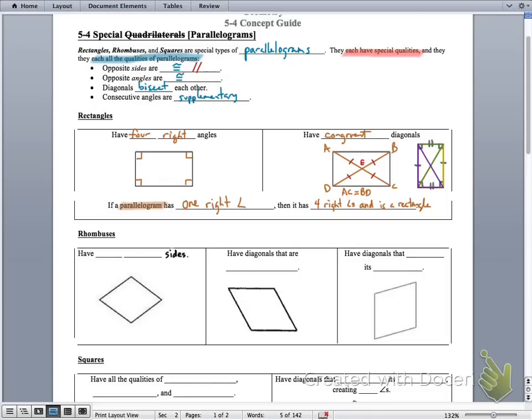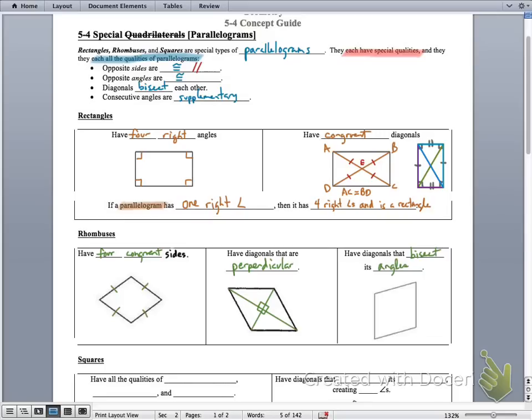On to rhombuses. The definition of a rhombus is it's a parallelogram that has 4 congruent sides. Okay? So if you have a parallelogram with 4 congruent sides, it's a rhombus. The other 2 qualities of a rhombus that you'll need to learn have to do with the diagonals. The first one is here. The diagonals are perpendicular. So if you have 2 diagonals within a rhombus, you will absolutely have right angles in the middle. Okay? Rhombuses, right angles in the middle.